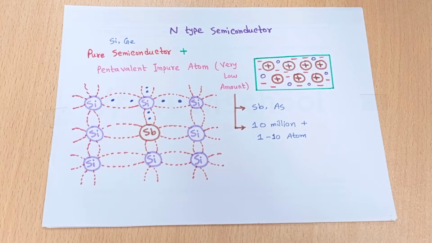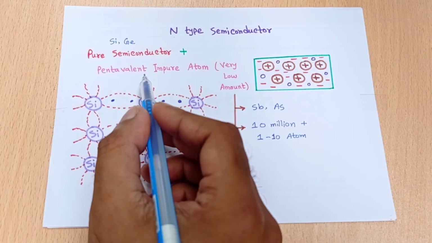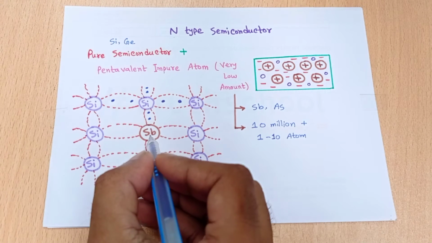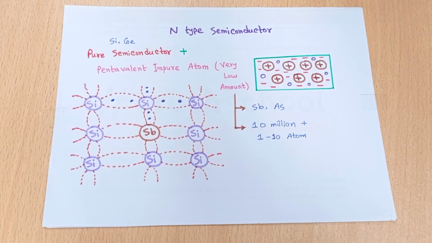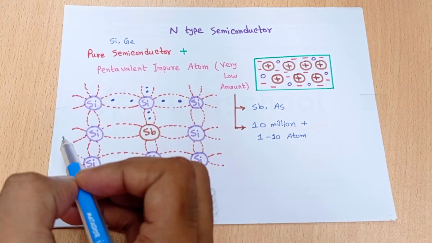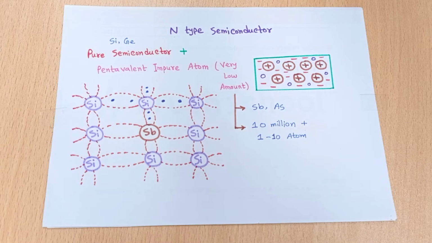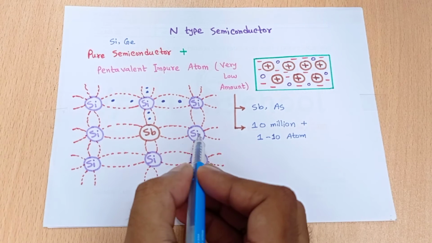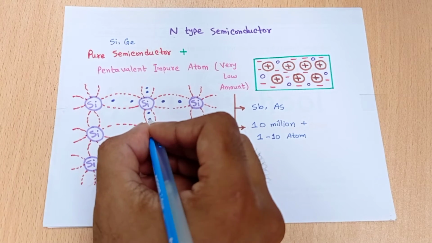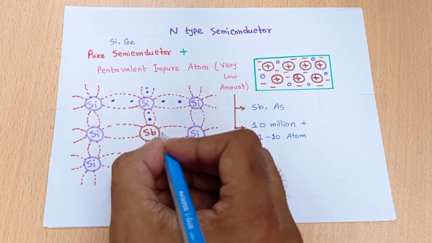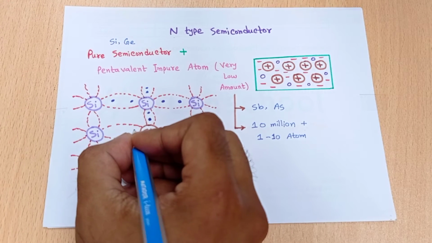What is the problem? I take a little amount of antimony, which is a pentavalent impure atom, and I set this antimony inside the silicon lattice. So what will happen? We know that antimony has only 5 electrons on its outermost shell, which are its valence electrons. Of these valence electrons, only 4 can easily combine with the silicon atoms around it. Suppose these are the 5 electrons: this is 1 electron, this is another, another, and another.